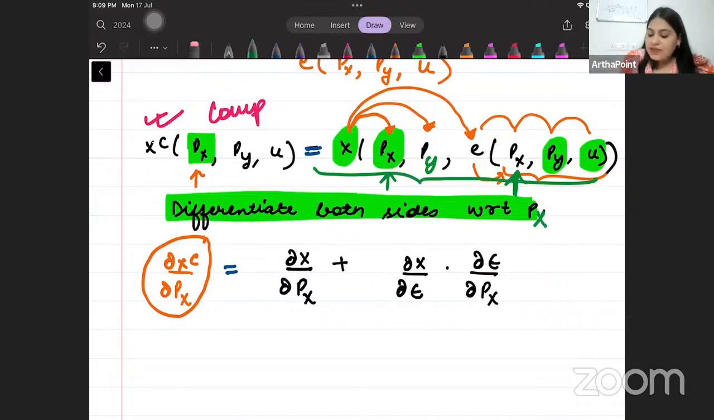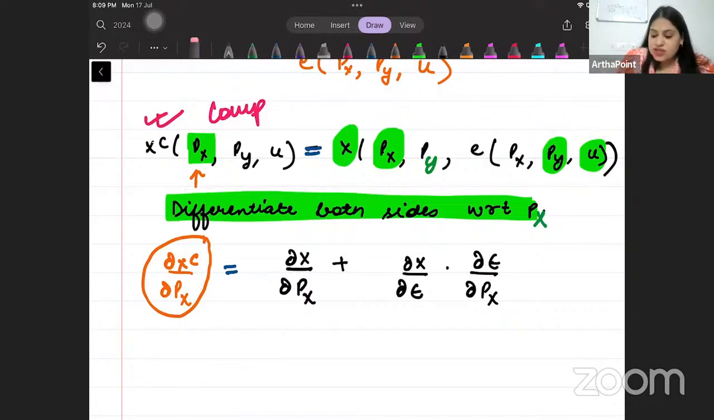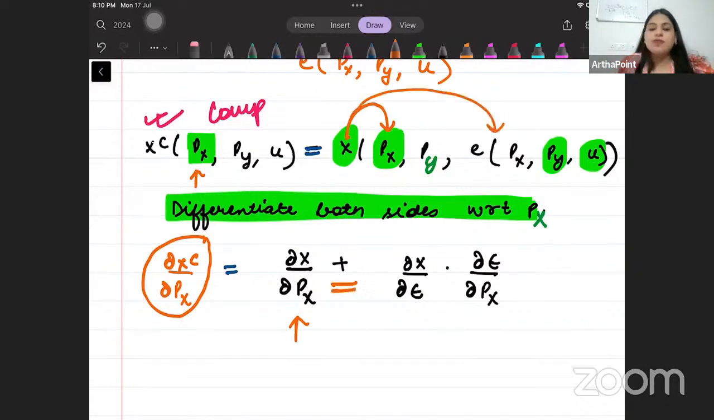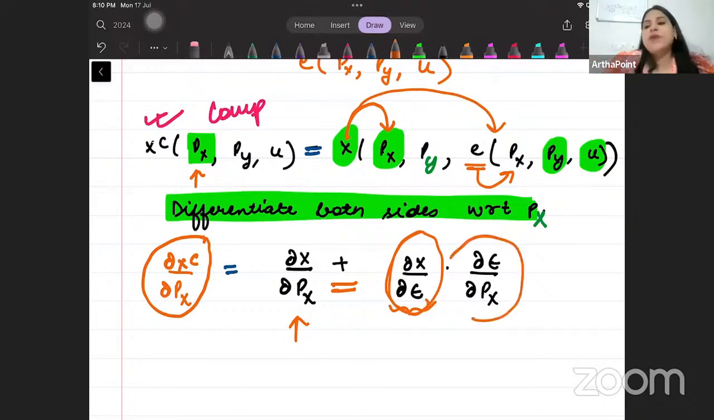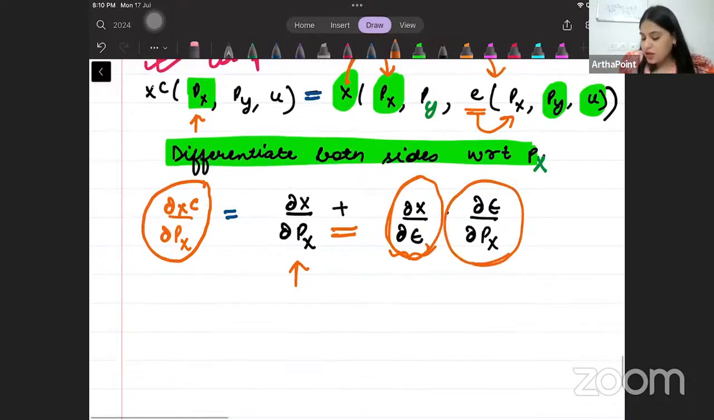How will I do it? I am saying how X changes as PX changes directly, the direct effect. How X changes as PX changes. That's the first effect. Plus, X can also change when expenditure changes. X is a function of expenditure also, and expenditure is a function of prices. So how X changes as expenditure changes, into how expenditure changes as price changes. This is applying the chain rule. I hope this is clear now.